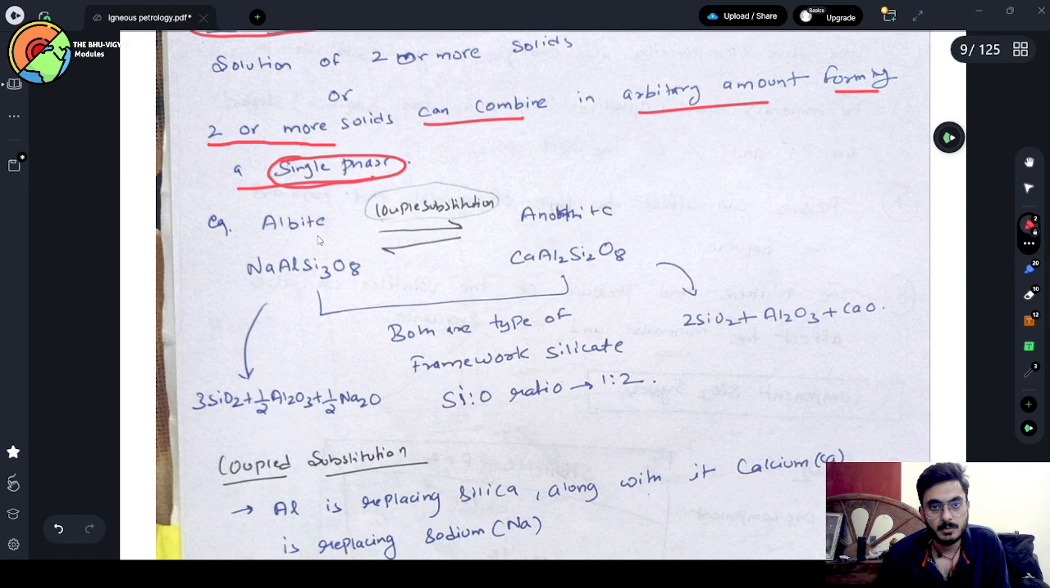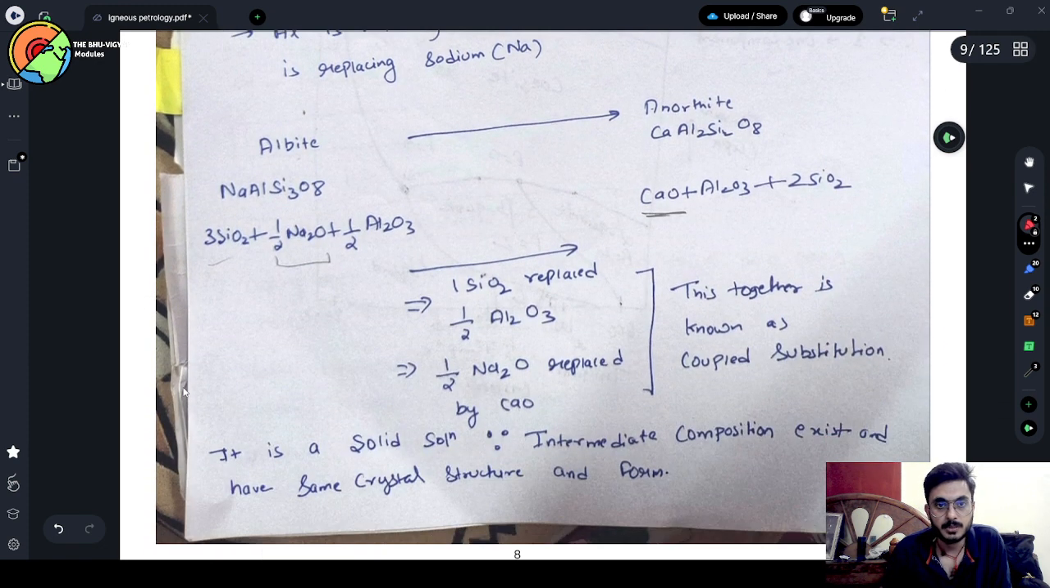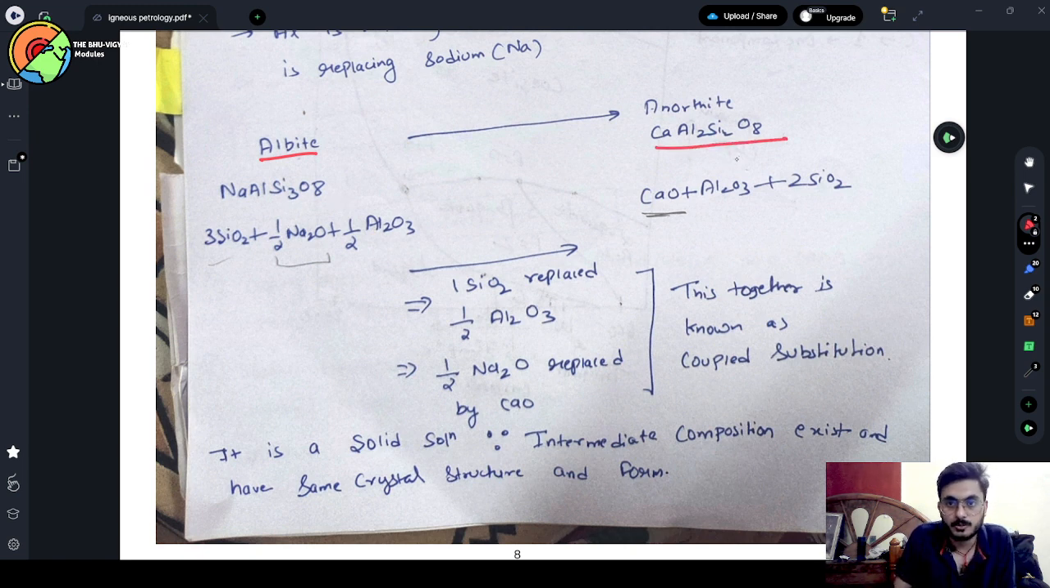Now here the albite will change into the anorthite by the process of coupled substitution. What is coupled substitution? Suppose you have albite. The formula is NaAlSi3O8 and anorthite is CaAl2Si2O8. If you break it down, albite becomes half Na2O, 3 SiO2 and half Al2O3, and anorthite, CaAl2Si2O8, becomes CaO, Al2O3 and 2 SiO2.